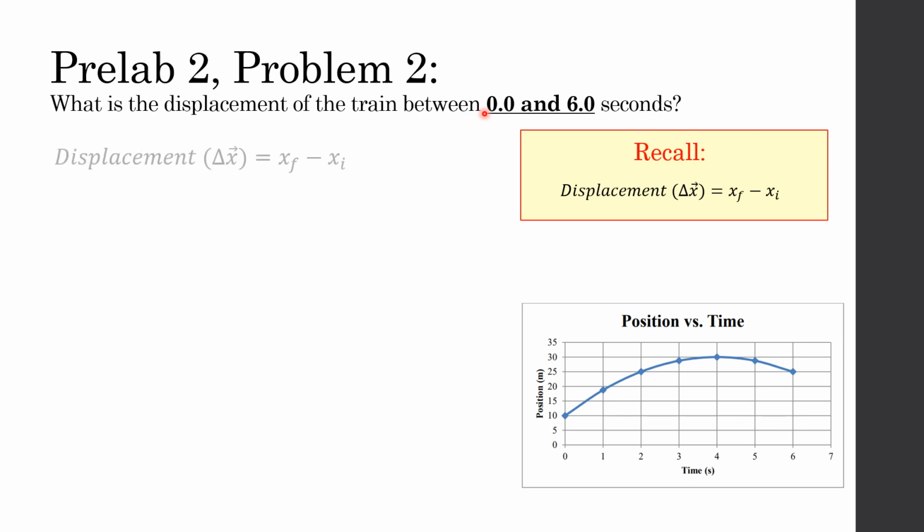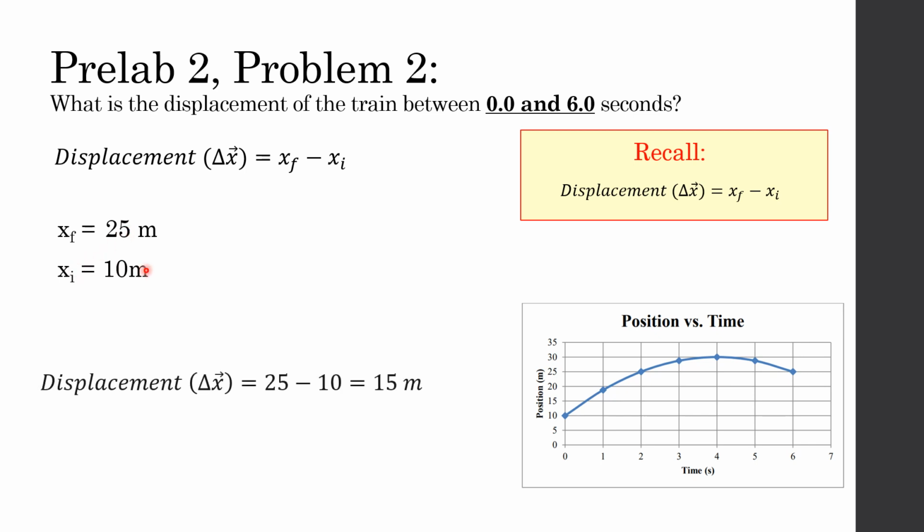All right, so for displacement, that equation was x final minus x initial, so our final position minus our initial position. Just to review from the previous slide, x final was 25 meters, x initial was 10 meters. So our displacement is 25 minus 10, which is equal to 15 meters.